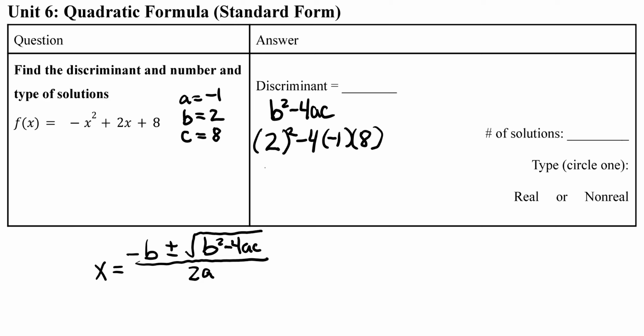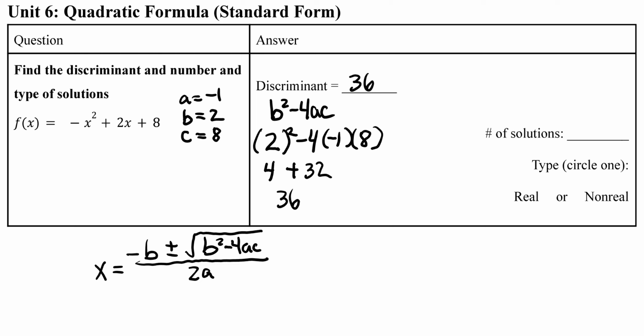So 2 squared is 4, and then a negative here times a negative here would be positive. So this becomes plus. 4 times 1 is 4, and 4 times 8 would be 32. And so I've got 4 plus 32, which is 36. So the value of my discriminant here is 36.